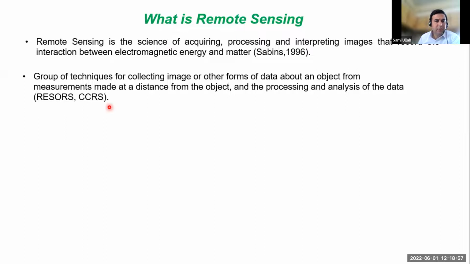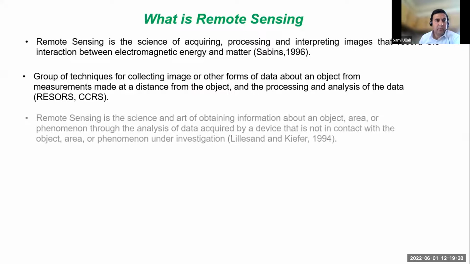So there is also another definition, like from CSR, that remote sensing is, for example, a group of techniques for collecting image or other forms of data about an object from measurements made at a distance from the object, and the processing and analysis of the data. So, for example, all the techniques involved, such as satellite sensors and computer technology, from which we get information from a specific distance without going physically to that area, and its analysis and processing, he defined that as remote sensing.